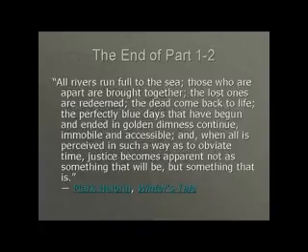All rivers run full to the sea. Those who are apart are brought together. The lost ones are redeemed. The dead come back to life. The perfectly blue days that have begun and ended in golden dimness continue, immobile and accessible. And when all is perceived in such a way as to obviate time, justice becomes apparent, not as something that will be, but something that is.